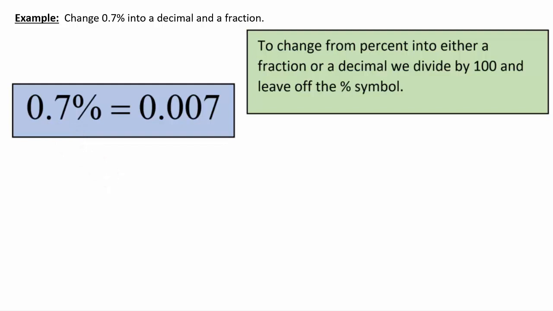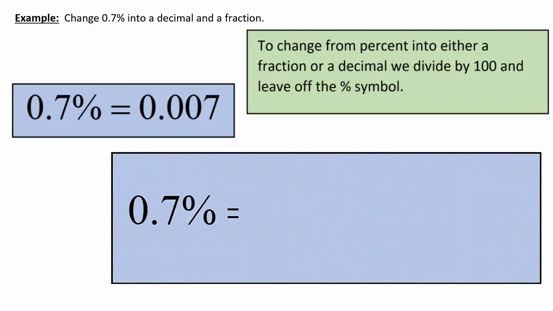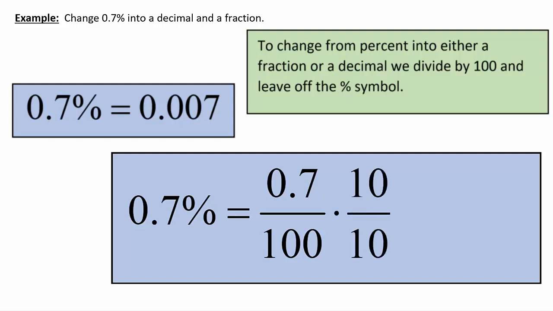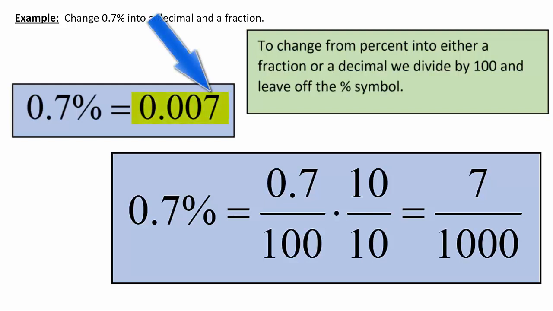Now let's change it to a fraction. Divide 0.7 by 100. Oh, now we've got a decimal inside a fraction. Gross. So we need to clear that decimal place. So we're going to multiply it by the number 1, which looks like 10 over 10, because 10 times 0.7 is 7. There we go. So we cleared the decimal. What we do to the top, we have to do to the bottom. So now we multiply the bottom by 10, and we get 1,000, 7 thousandths. But you already knew that answer, didn't you? Because if you look at the decimal answer and you say it correctly, 7 thousandths, you're already there.